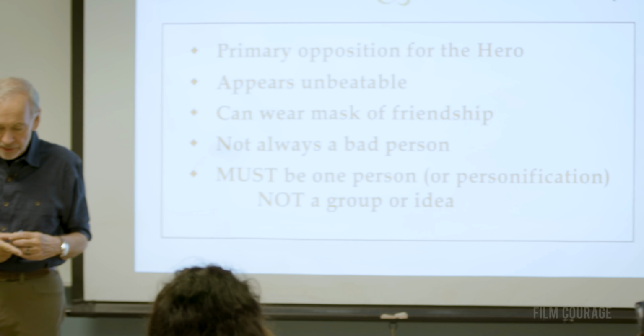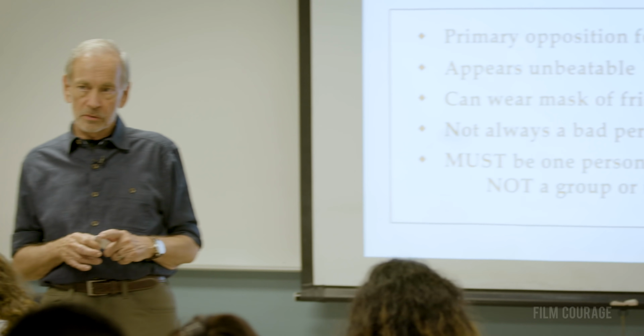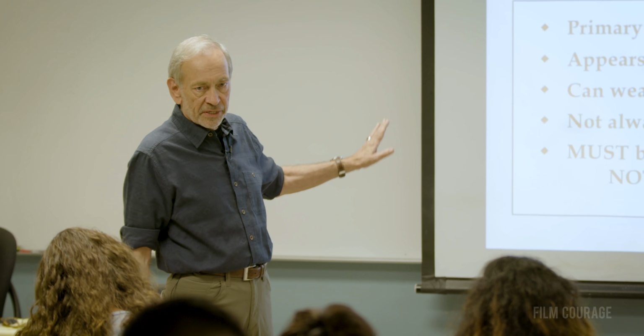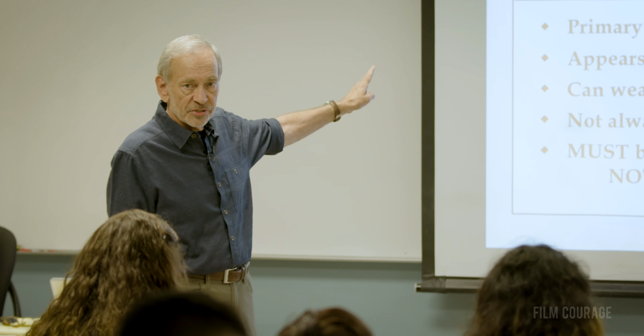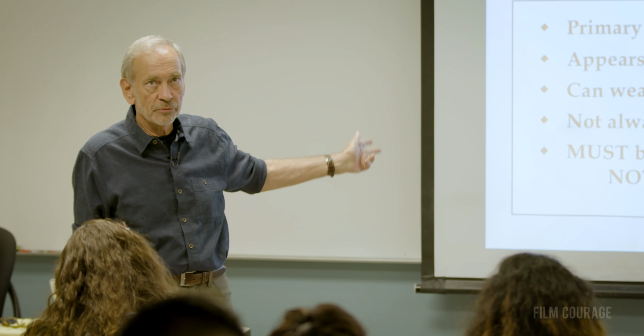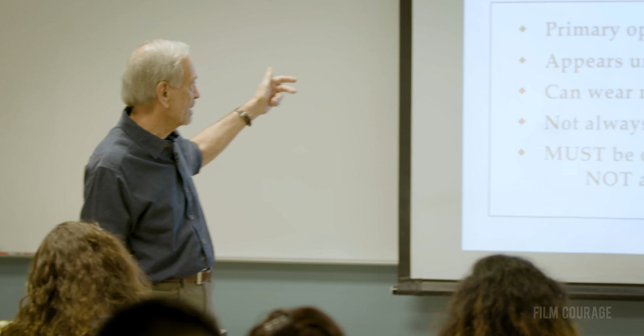Okay, now we're going to get into the character types here. First of all, we're going to start with an adversary. The adversary is the primary opposition for the hero, right? And it's one person. Appears unbeatable for a good hunk of the movie, usually throughout Act 2.